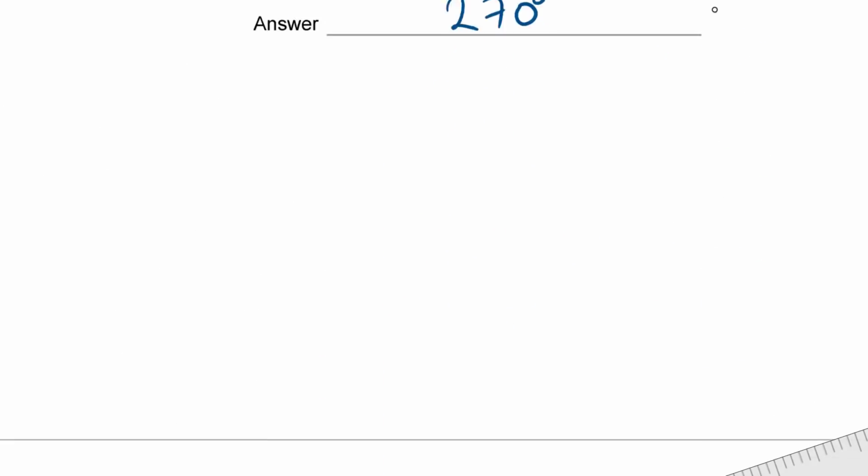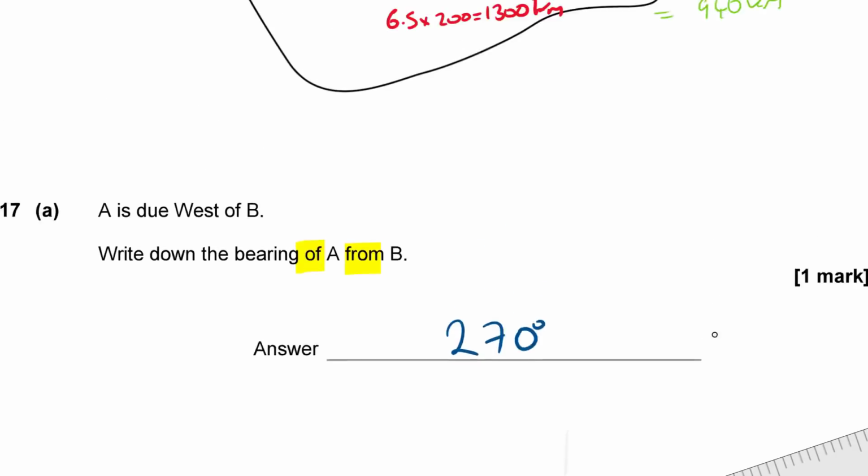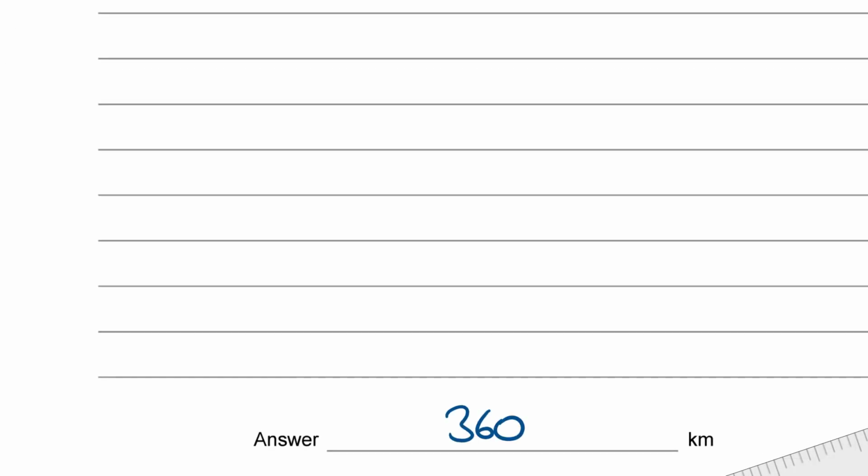I've forgotten what the question is now. What did the question say? The question said, use the map to work out how much further Umar drives than Kaz. Well, then that is going to be a subtraction, isn't it? I'm going to subtract Umar's journey, which is 1300, subtract Kaz's journey, which was, what was it again? 940. So 1300 subtract 940. They did an extra 360 kilometers then. 360.